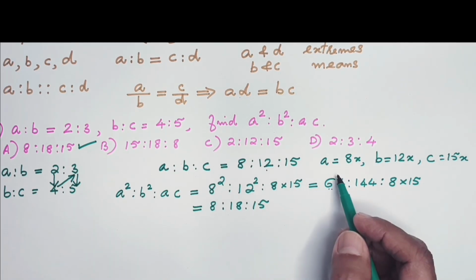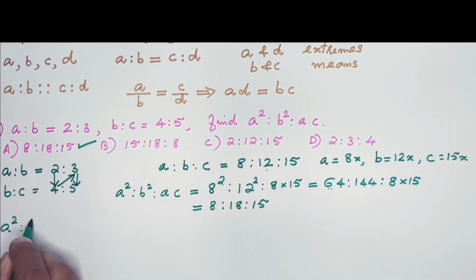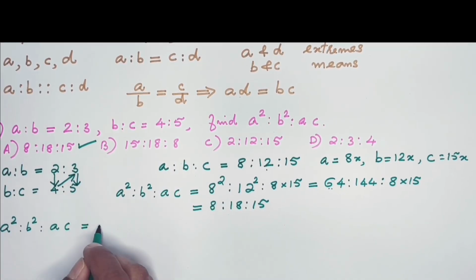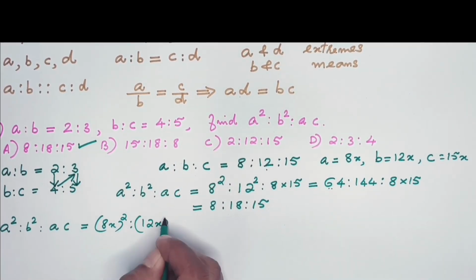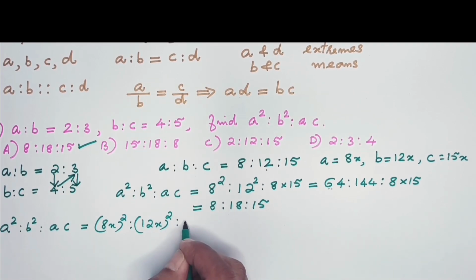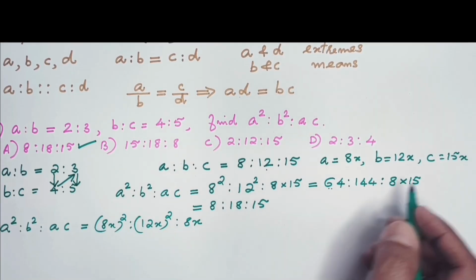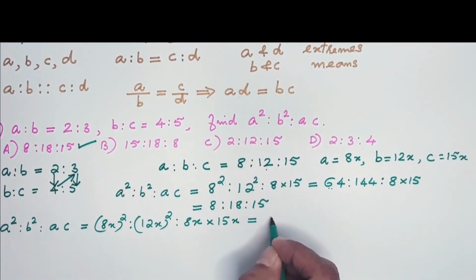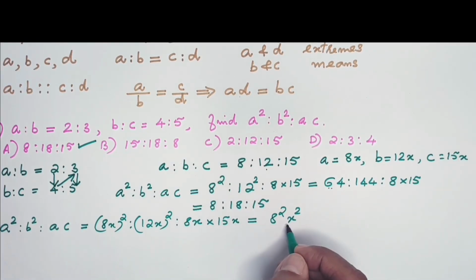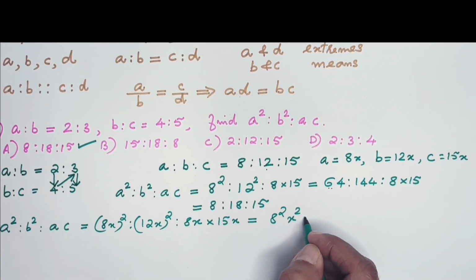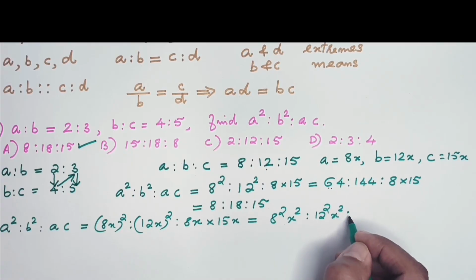Okay, to make it clearer, let me work out with these multiples also. A square is to B square is to AC. A square is 8x the whole square. B square is 12x the whole square. Again, A is 8x and C is 15x. This equals distributing the power 2 to both the terms. You get 8 square multiplied by x square is to 12 square multiplied by x square.